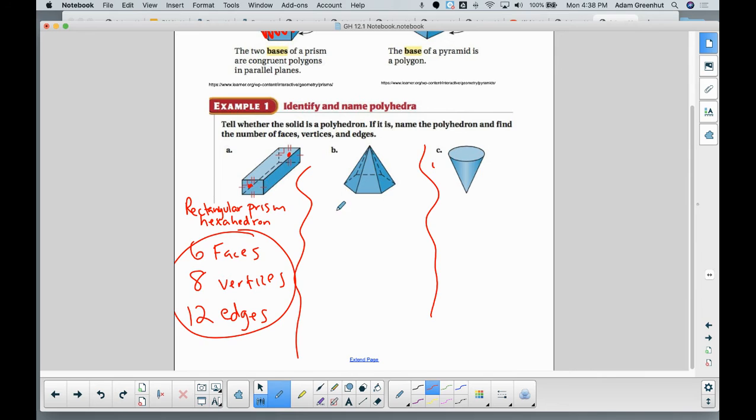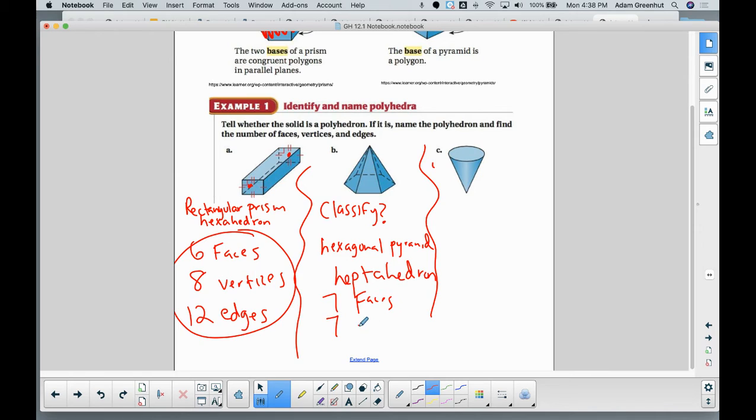Why don't you try this one? What would you classify this as? Well, hopefully you said it was a hexagonal pyramid, which, if I asked you to give a polyhedron name with the prefixes, that would be a heptahedron. And now we can count the faces. It's got 6 around the sides plus the base. It's got 7 faces.